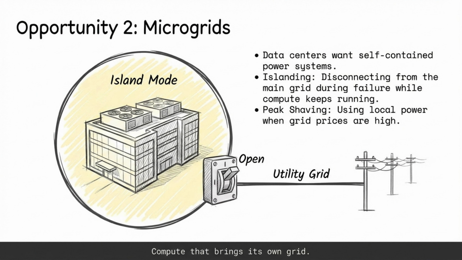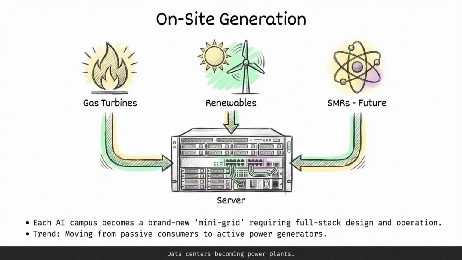The second opportunity is microgrids. More and more large AI data centers don't just want a big wire from the grid. They want their own generation, storage, and intelligent controls. Effectively a self-contained power system wrapped around the compute campus. When the main grid is healthy, they help with peak shaving. When the grid fails, they island themselves and keep the compute running. In new builds, you're already seeing serious evaluations of gas turbines plus storage, renewables plus storage, and even fuel cells, and in future, small modular reactors. From the power sector's perspective, each AI campus is basically a brand new mini-grid that needs full-stack design, equipment, operations, and optimization.